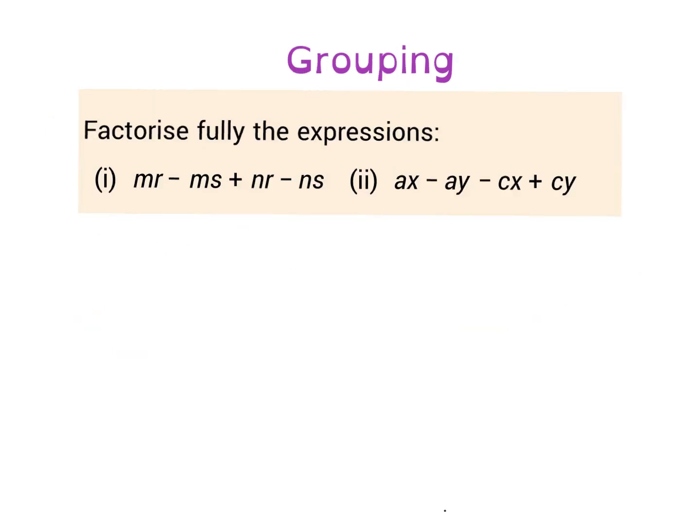We're now going to factorise using grouping. So I take my first question. I have the terms mr minus ms plus nr minus ns. And what I need to do is I need to remove the common factor from 2 pairs of terms. So the best way to do this is to split it down the middle. So now I have 2 terms on this side and 2 terms on this side. And now I simply find what's common.